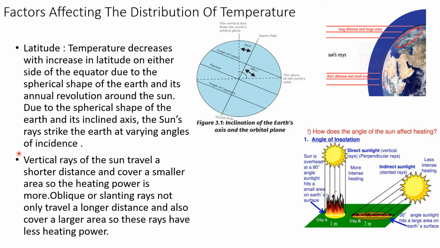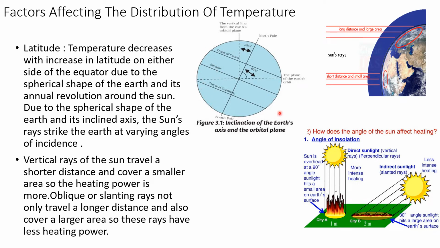The first factor that affects the distribution of temperature is latitude. Temperature decreases with increase in latitude on either side of the equator. This is due to the spherical shape of the Earth and its annual revolution around the Sun.